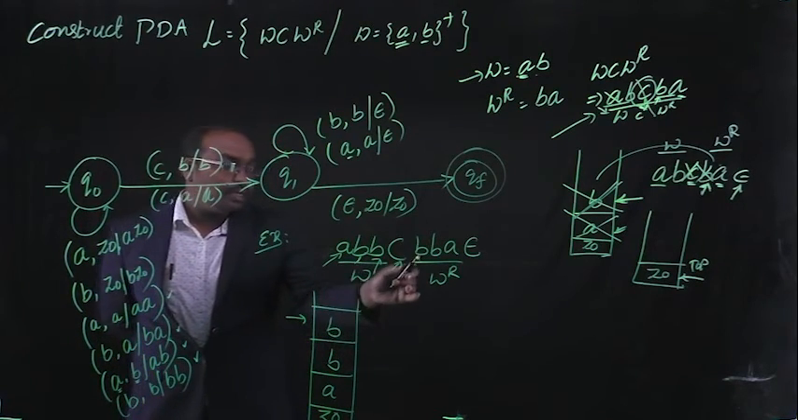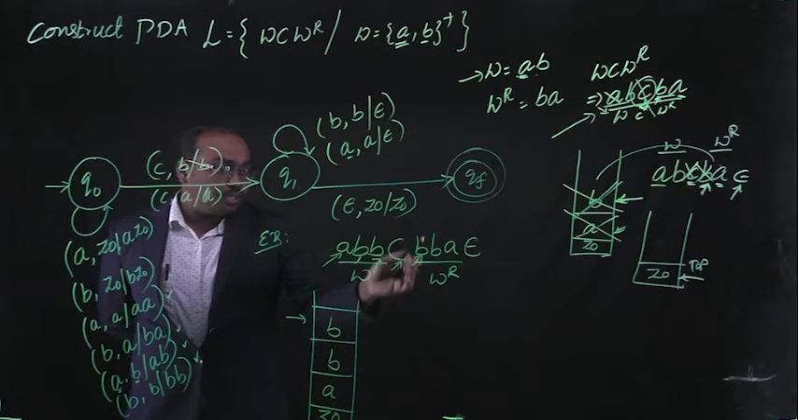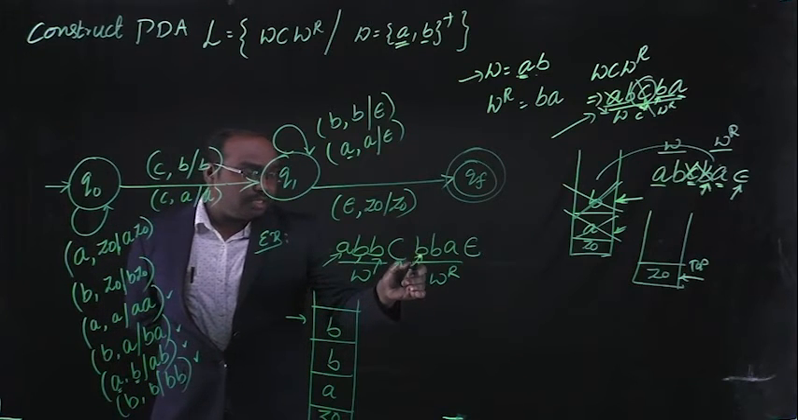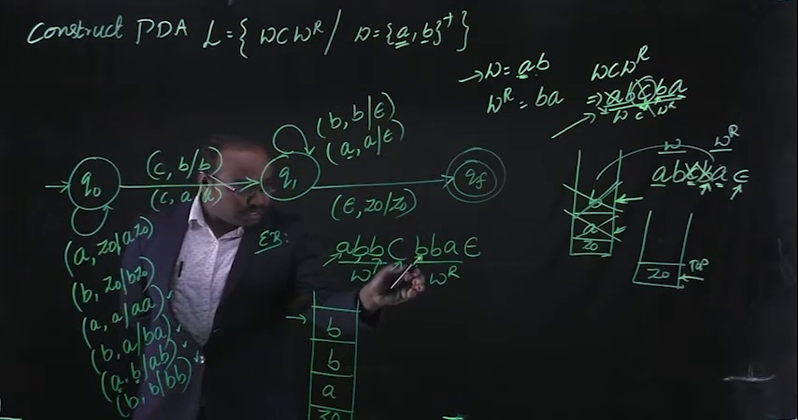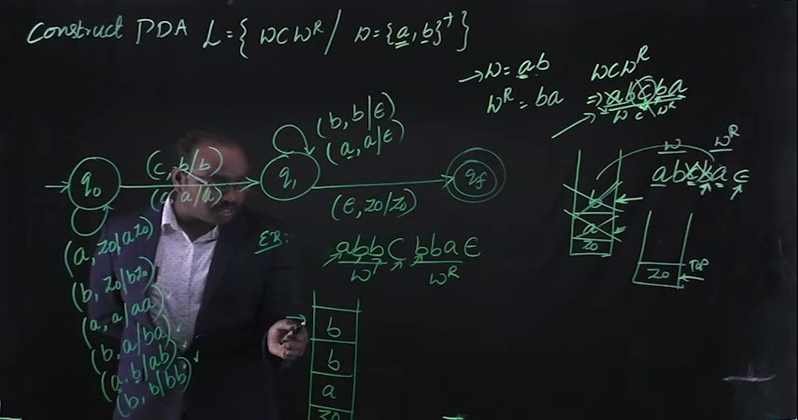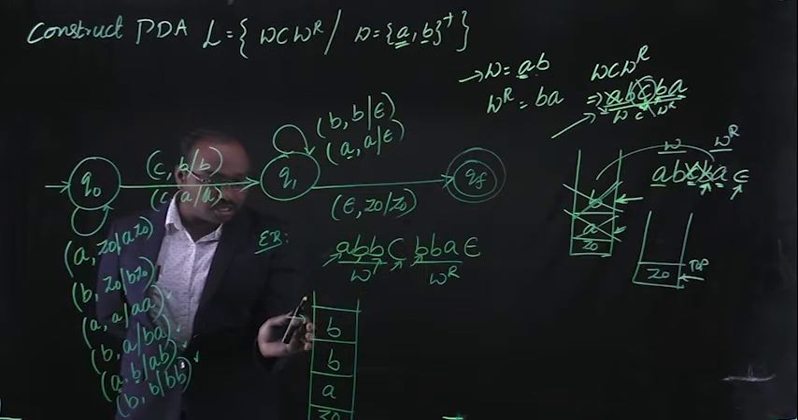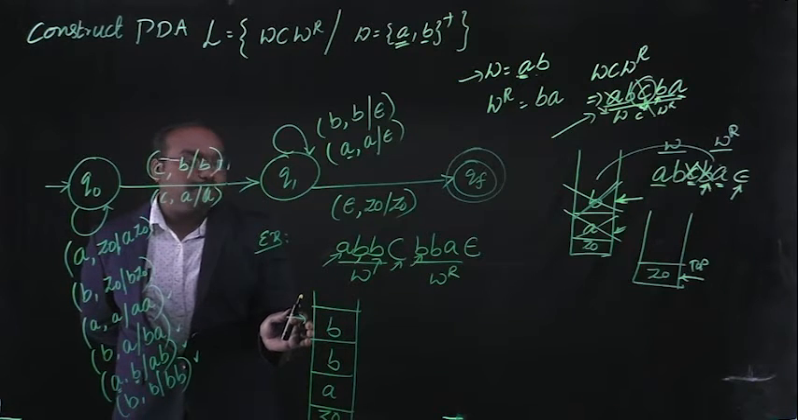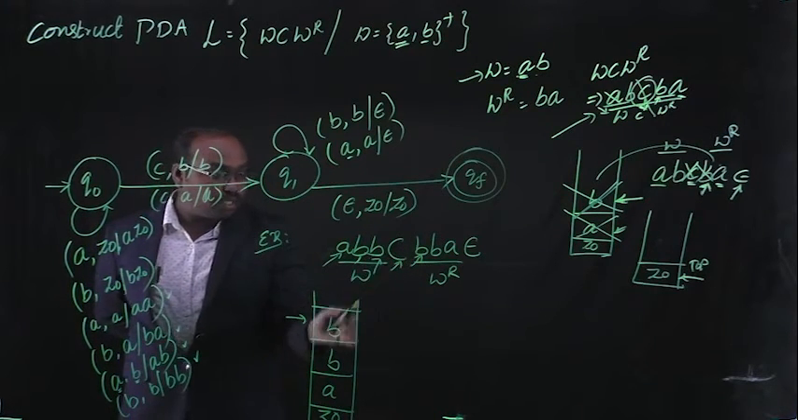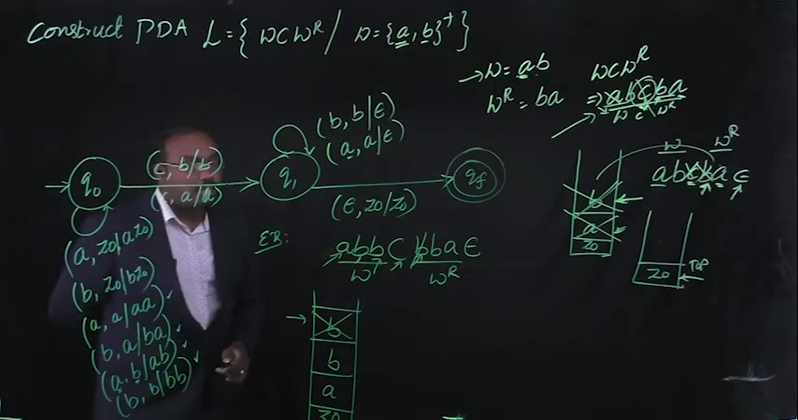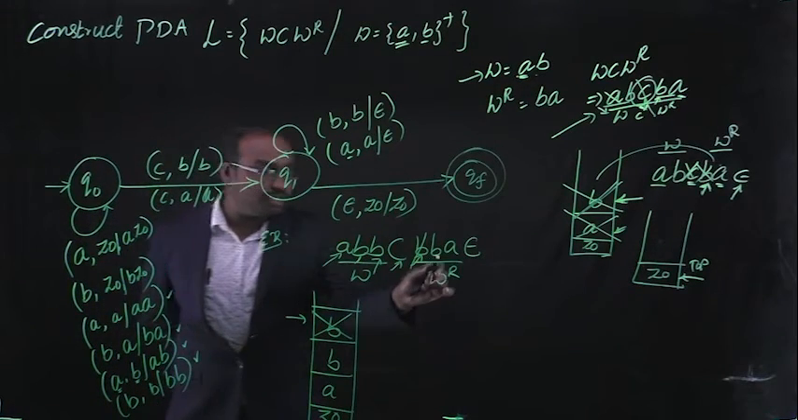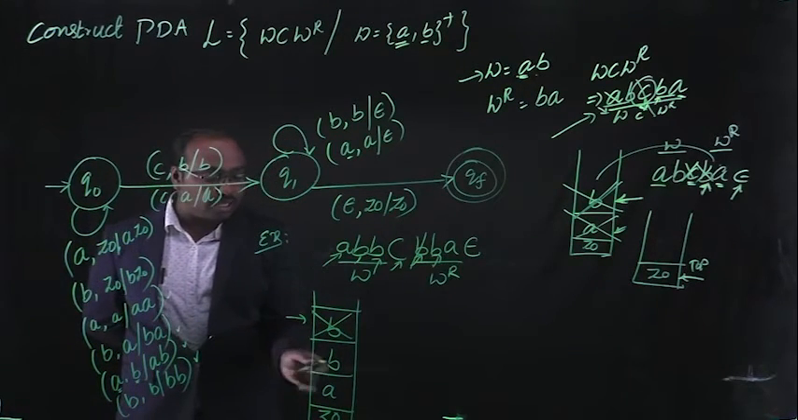So next input symbol is B. Here onwards we can pop the element from the stack. Here the next input symbol is B and the stack's top of the element is B. So both the input symbol and the top of the element are matched. Then we can remove that element. So this element and this element should match, and we can remove that element from the stack. And the next input symbol is B and the stack's top of the element is B.